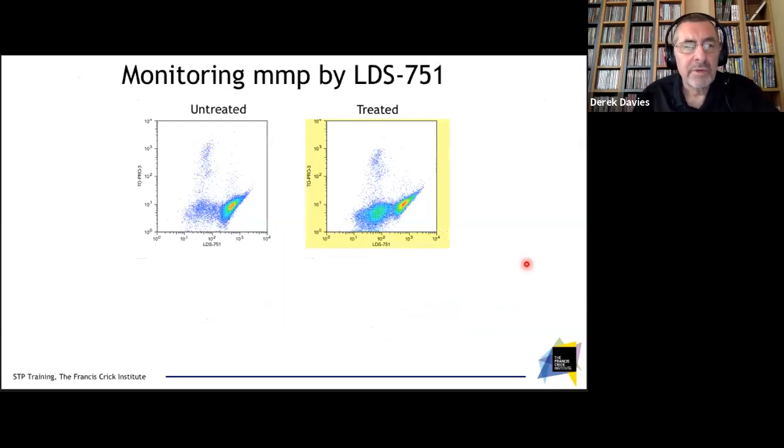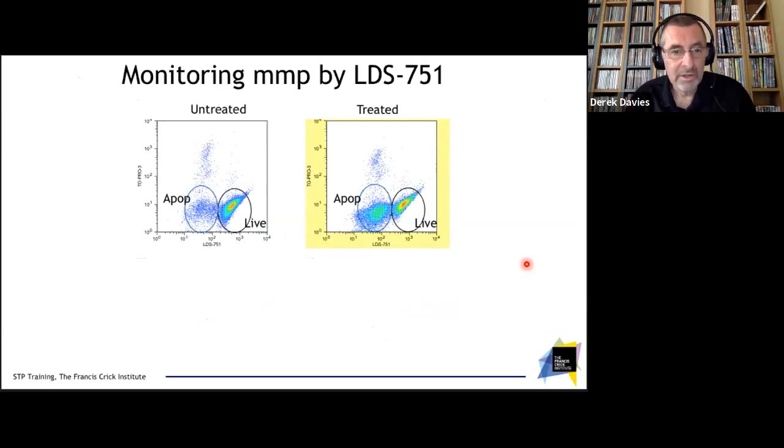So I just want to show you another example, same sort of thing using mitochondrial membrane potential, but now using a dye called LDS751. Now, presumably you've come to these webinars because you think I have some experience in flow cytometry and I know what I'm talking about. So I'm going to tell you that those cells are live because they have a nice high LDS signal, and those cells are apoptotic because they've lost mitochondrial membrane potential and therefore have a lower signal. And you're going to believe me.